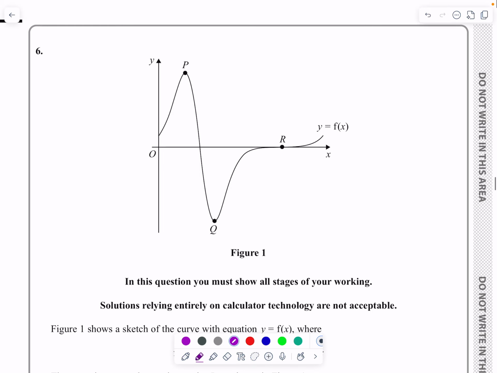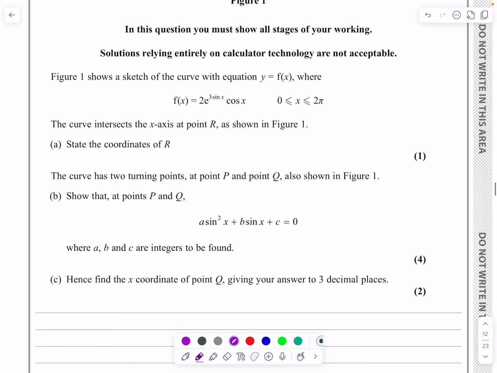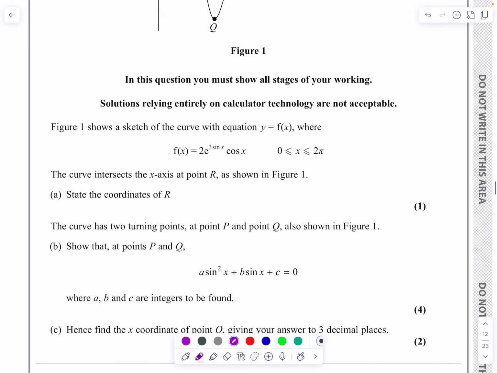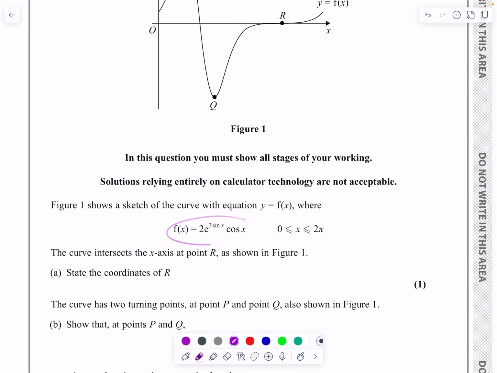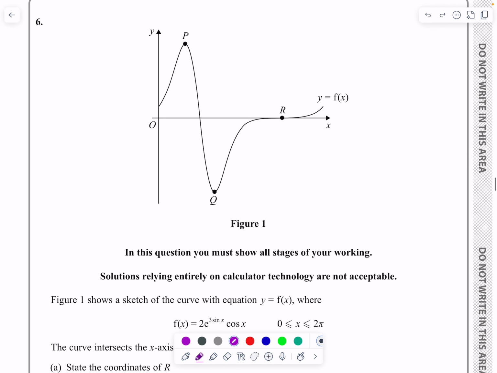Okay, this is the P3 paper from January 2024. It's question number 6, and as you can see, as I pan down here, it's going to be a mixture of trigonometry. We're going to be solving trig equations, but also we're going to be differentiating those equations. So a bit of differentiation and a bit of trig, both in the same question. It's quite long, so let's make a start.